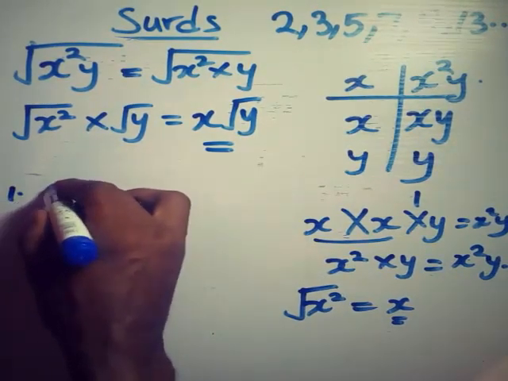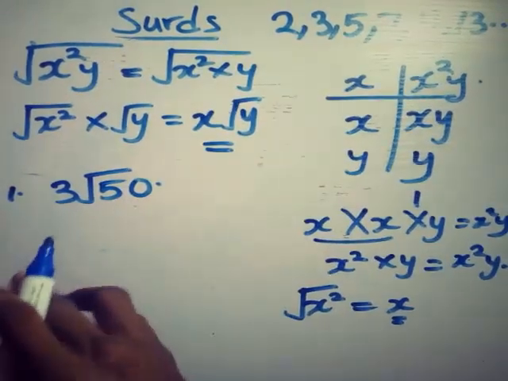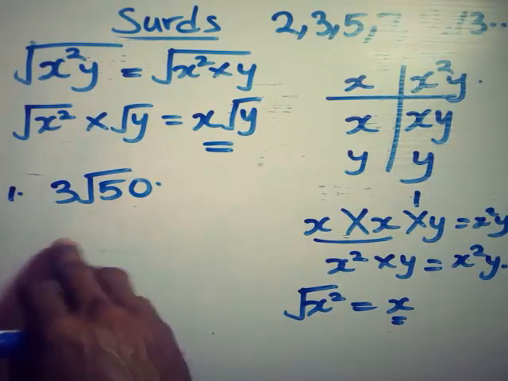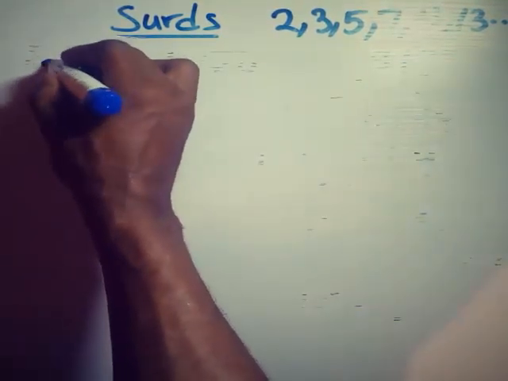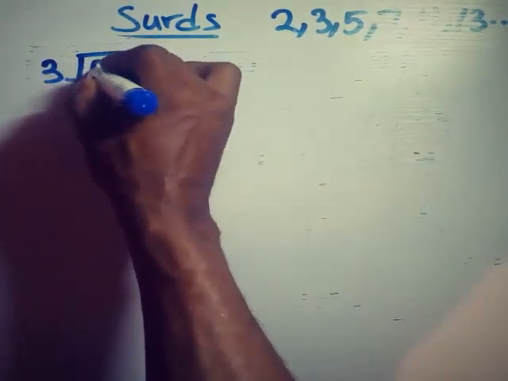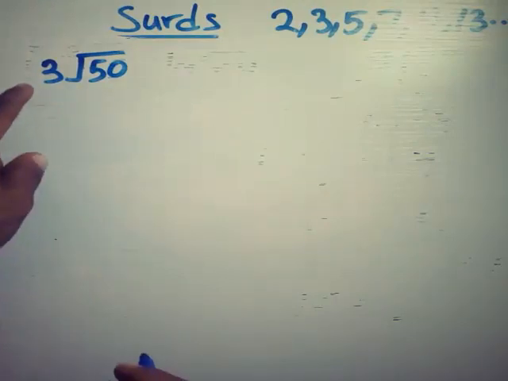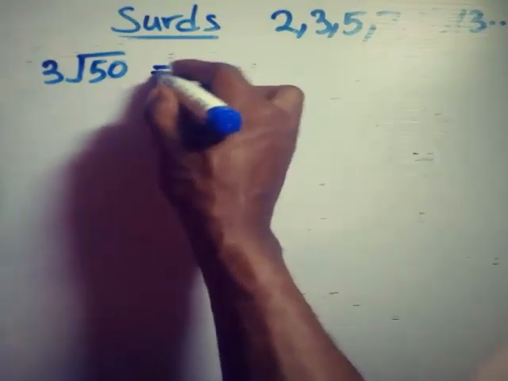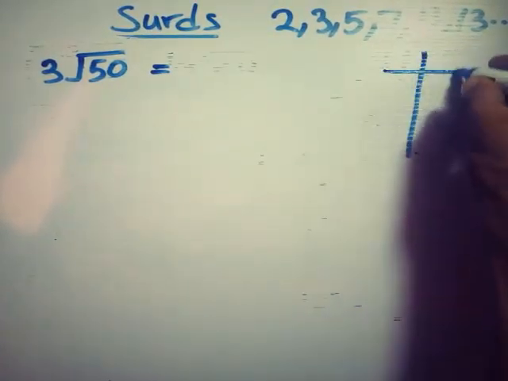So you can also try 3 root 5. Sorry, 3 root 50. Break this down to its simple form. What I give to you to do is 3 root 50. How do we solve this? 3 is outside the square root, so what I'll do is I'll focus on root 50. Let me break down 50 first.